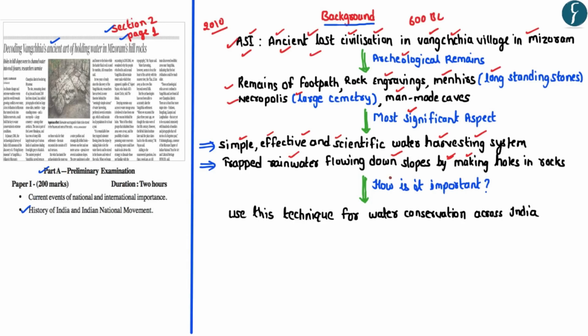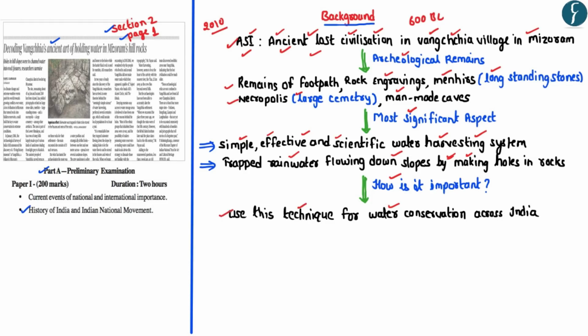Now, this becomes extremely important because due to climate change, there's a possibility of large scale variability in the monsoonal rainfall. Hence, accordingly, there's a need for India to focus on water harvesting systems. In this regard, it is being said that the water harvesting system used by the people in the lost civilization can be replicated across India.